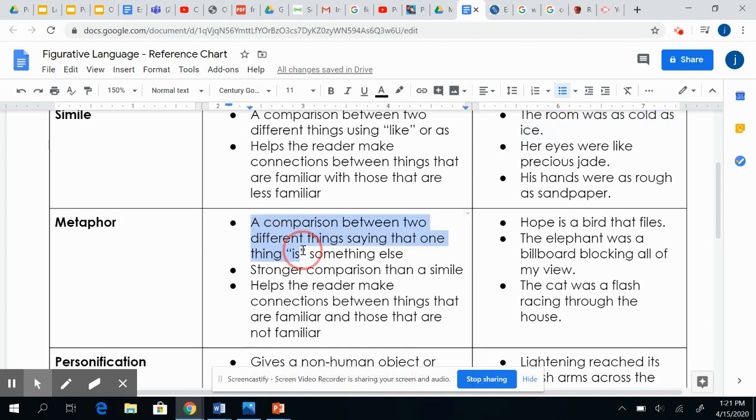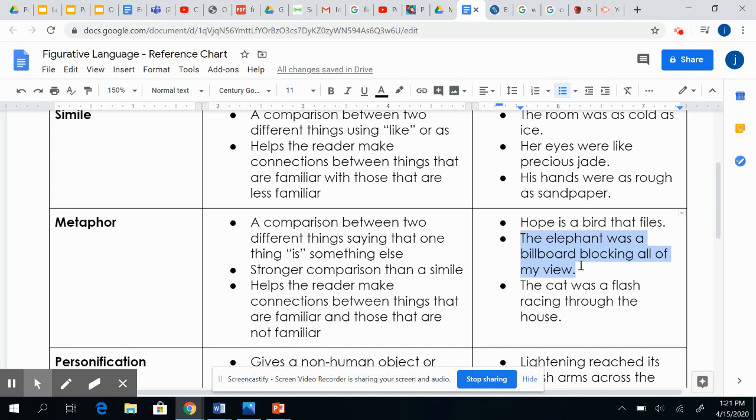A metaphor is similar. It is also a comparison, but it's using the word is and says that something is something else. Therefore, it makes it a stronger comparison than a simile. It does help me connect between things that are familiar with those that are not. For example, the elephant was a billboard blocking all of my view.